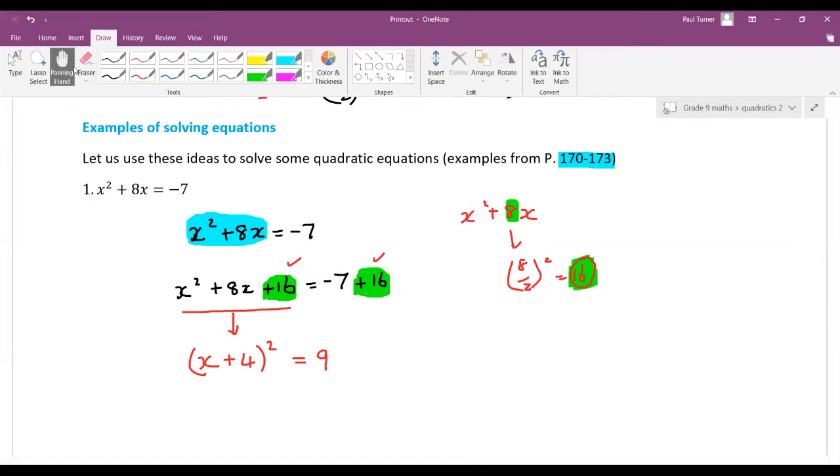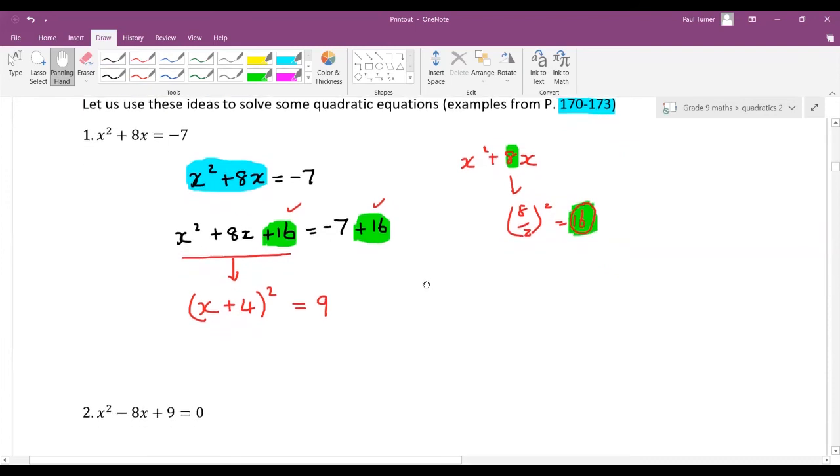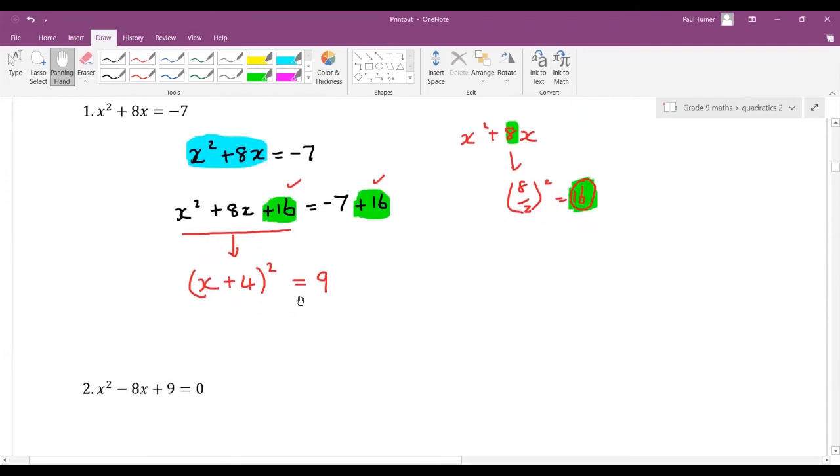Okay, now it looks really easy to solve because you've done this already, haven't you? You did this in the previous section. So what you do now, we can make it a complete square. We'll use difference of squares. So we'll have x plus 4 all squared minus 9 equals 0. So now we make this 3 squared.